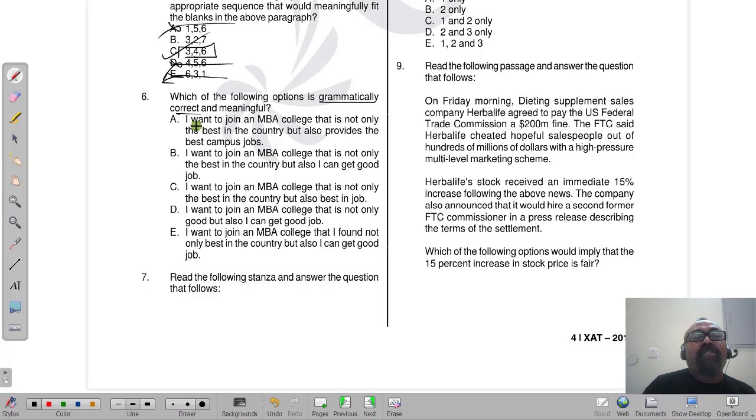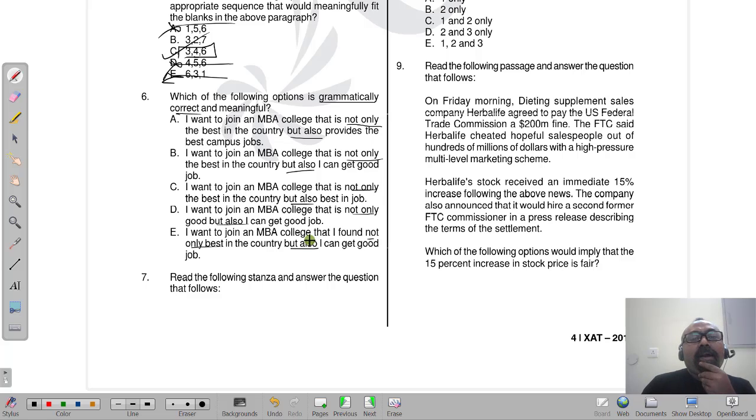So let's look at A, because A is the first one. I want to join an MBA college that is not only the best in the country but also provides the best campus job. So obviously there is a not only but also construction, and you can see this construction everywhere. Where there's not only, there must be a but also. So you're saying there is one thing but also this.